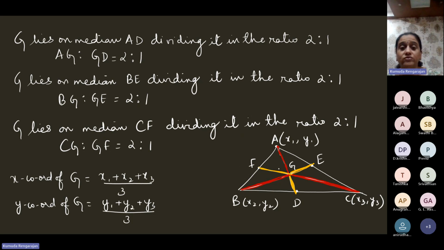Now, how do we find the coordinates of G? The X coordinate of G is given by (X1 + X2 + X3)/3, not 2, 3. Because the ratio is 2 is to 1, no? So 2 plus 1, 3. And the Y coordinate of G is given by (Y1 + Y2 + Y3)/3. And you know, X1, Y1 is the address of the vertex A, X2, Y2 the address of vertex B, X3, Y3 the address of the vertex C of the triangle ABC.